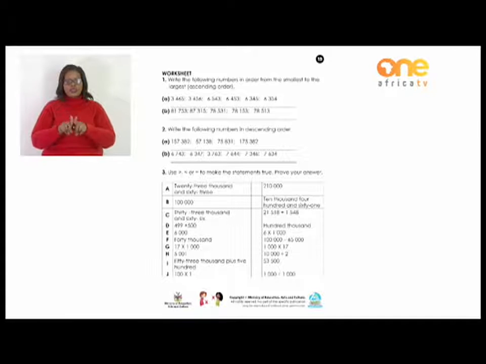We go to the third question, where you need to use the 3 signs to make the statements true or to prove your answer. So from A until J, you see that one number is written in numeric, the other one is written in words. The best way to compare these numbers is to make sure you write the number written in words in numeric.